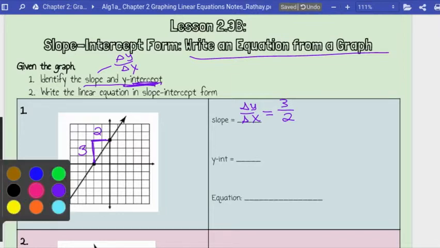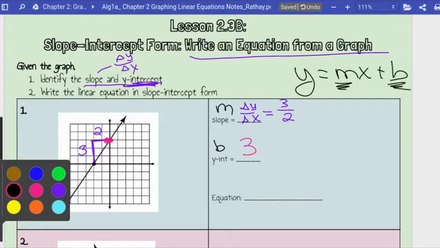B, the y-intercept, that's where it crosses the y-axis. This crosses at 1, 2, 3. So if we put those two things together, slope is m, y-intercept is b, and your form for a line is y equals mx plus b.